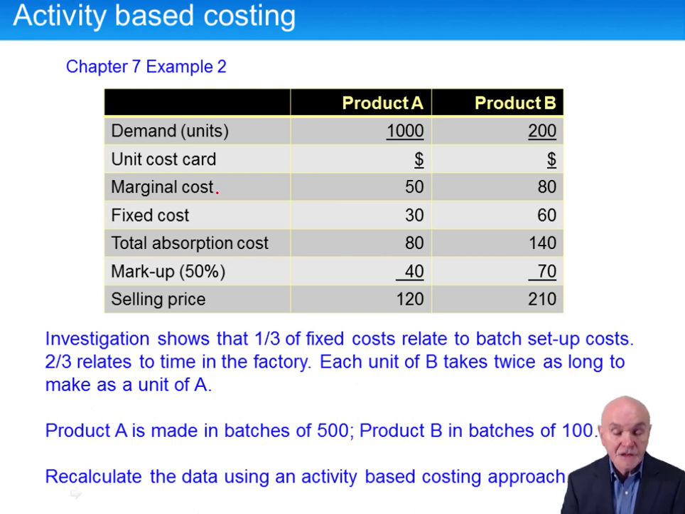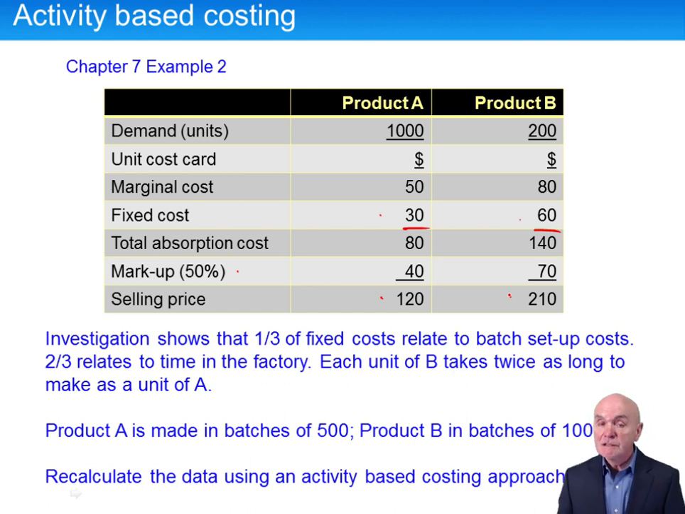The marginal cost is the material, the variable labor, the variable overhead. This never changes under activity-based costing. The only thing we move around are fixed production costs. Here we have the fixed costs, which have been absorbed on a normal basis, effectively per unit, or per labor hour, or something of that sort. This will give us the total absorption cost, the sum of these ones here. We then add on a 50% margin, and we end up with the two selling prices of 120 and 210.